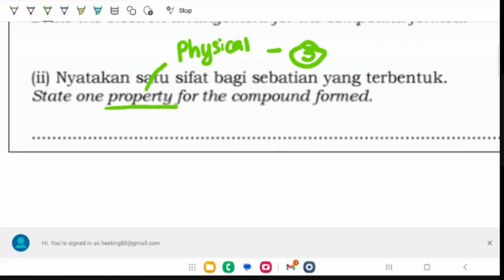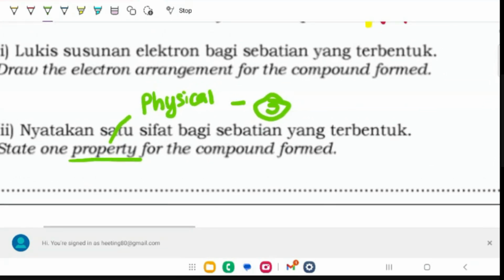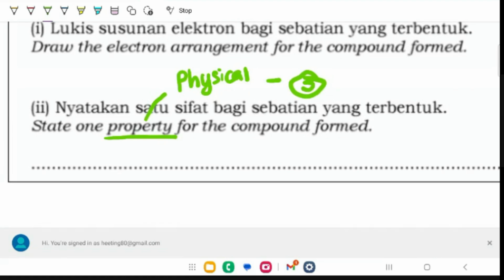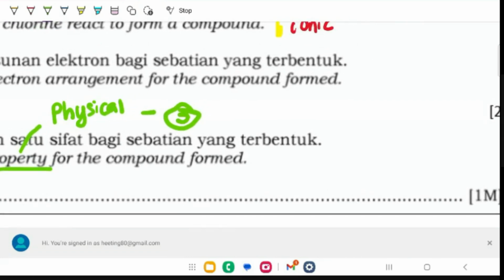Beside that, just now, Irina: conduct electricity in molten or aqueous state. Yes. Okay, can conduct electricity in molten or aqueous state, aqueous solution. Why? I just now mentioned already. Because there are freely moving ions. Okay, then another one: soluble in water, insoluble in organic solvent. Okay, good.